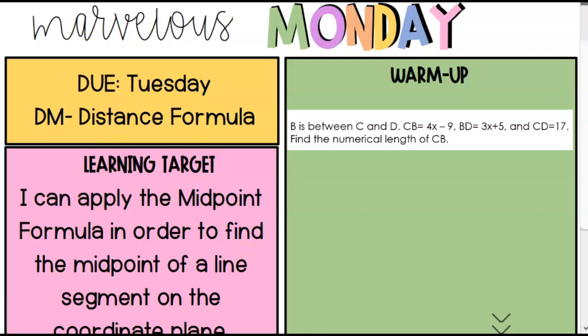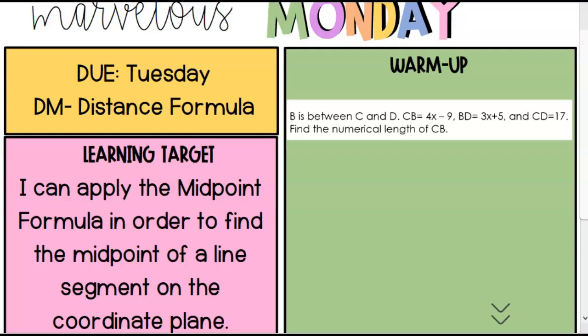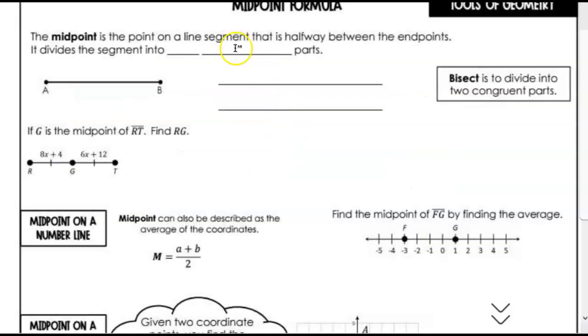So let's look at the learning target for today. To apply the midpoint formula in order to find the midpoint of a line segment on the coordinate plane. So what does midpoint mean? The middle point, literally. So the midpoint is the point on a line segment that divides the endpoints into two congruent parts. Okay?